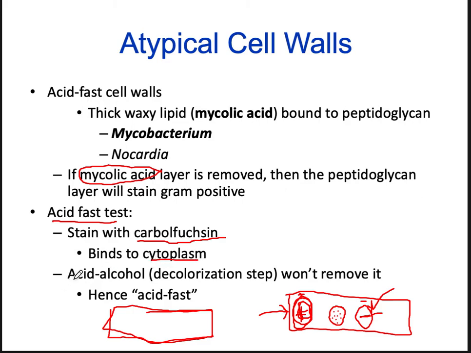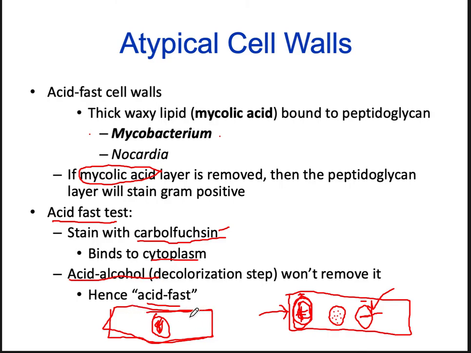And then when you do your acid alcohol rinse, it's not going to decolorize it, and that's why we call it acid fast. So these would stay the red color, that the carbolfuchsin is red, much like the color that I'm using right now, actually. And so if your test comes out red, then you have an acid fast organism, probably Mycobacterium, as long as your controls, of course, are correct.